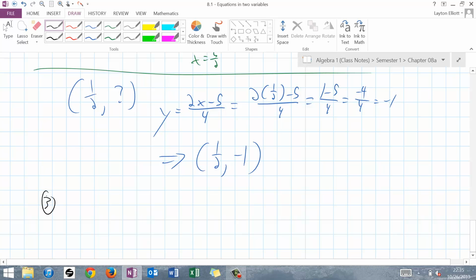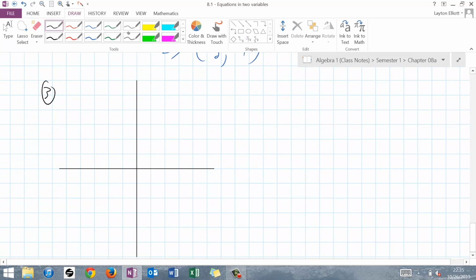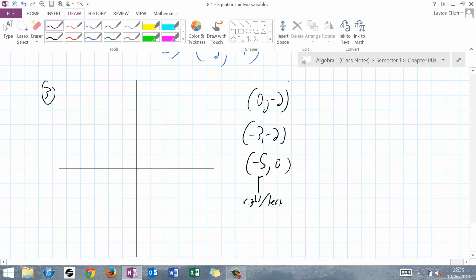Number 3, if I put down a coordinate axes, and I just say, let's graph some ordered pairs. Let's graph (0, negative 2), (negative 3, negative 2), and (negative 5, 0). Remember that the first one tells you right or left, and the next one tells you up or down. Basically, right or left is along the x-axis, and up or down is along the y-axis.